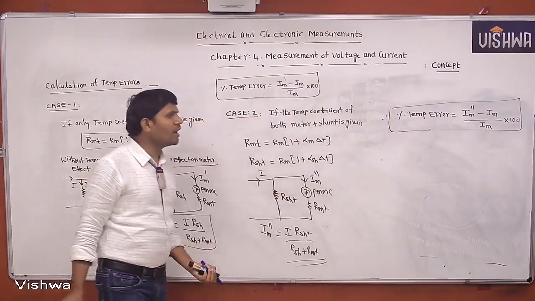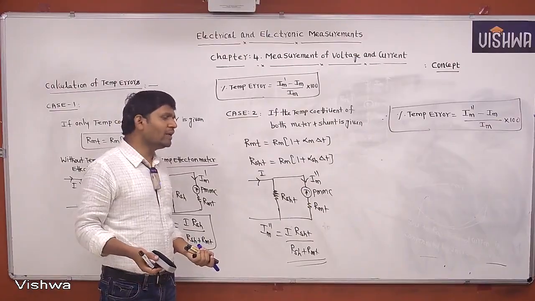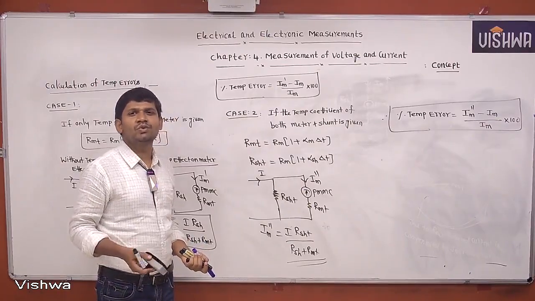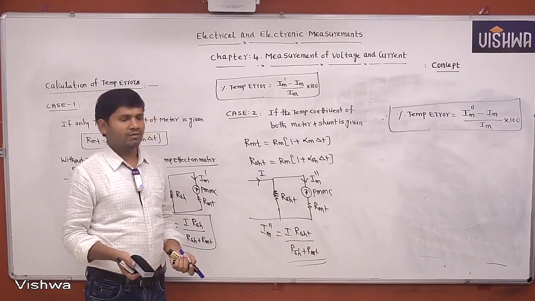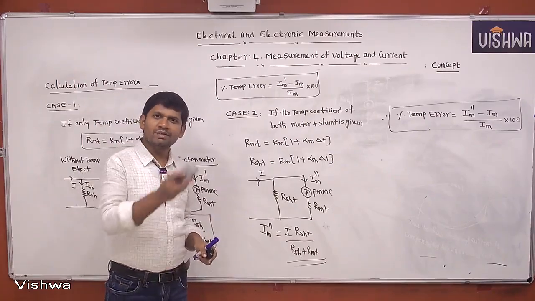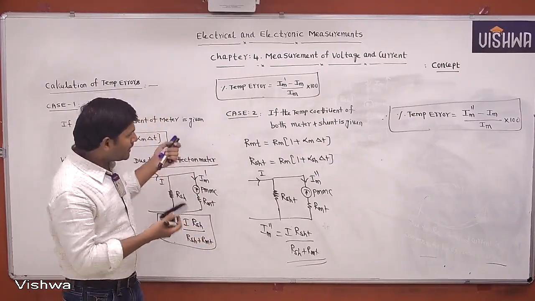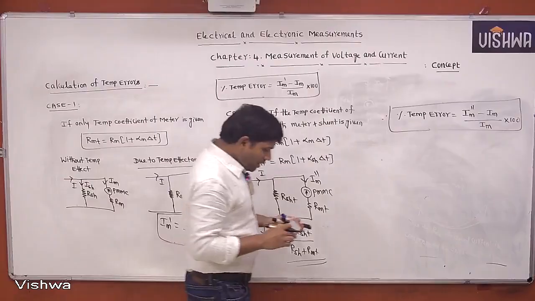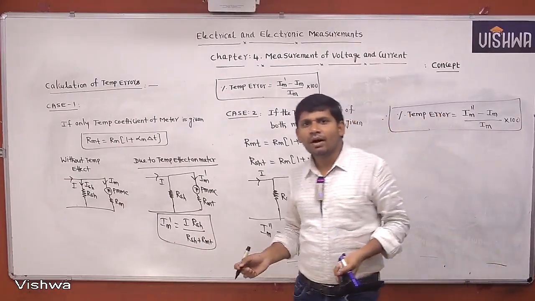This concept is also applicable for the voltmeter, but in a voltmeter there is a change of series resistance due to temperature and a change of meter resistance due to temperature, whereas here it is the meter and shunt resistance. Okay, like that we can apply the same calculations. Okay, this is about how to calculate temperature errors in the case of ammeters.